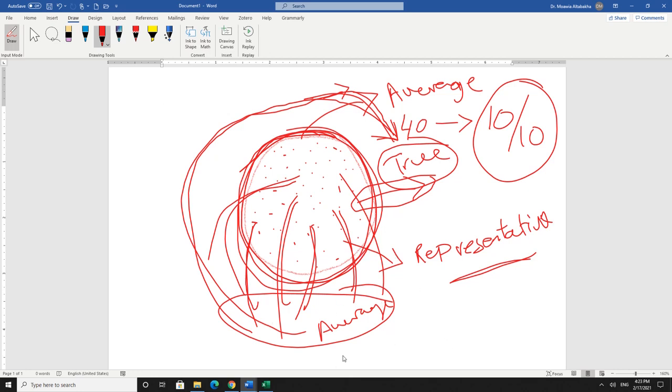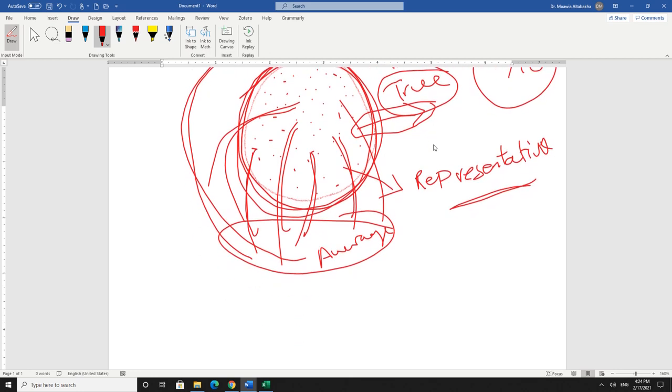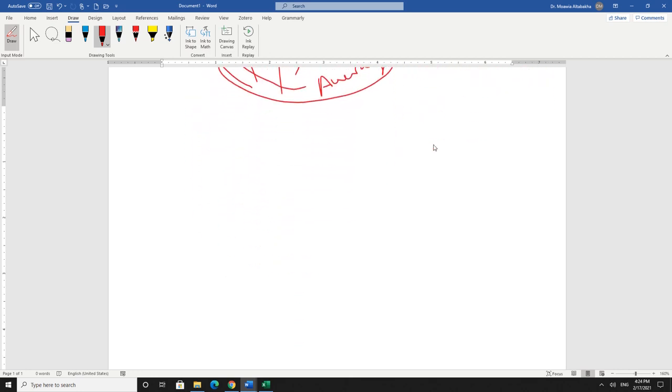Did they take enough number from the population of patients? Did they take enough number in order for the results to be close to the true? Now there are equations to do that, but let me just briefly describe to you what is going to happen.